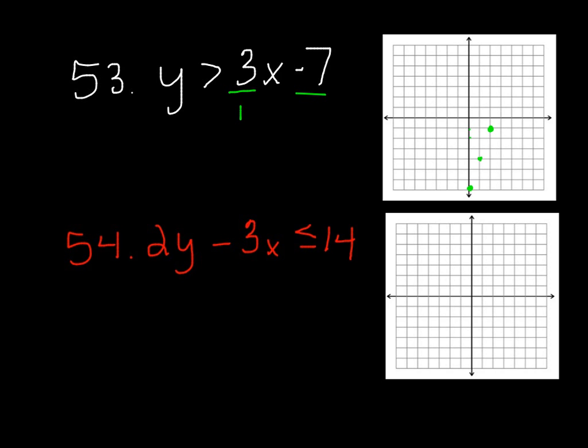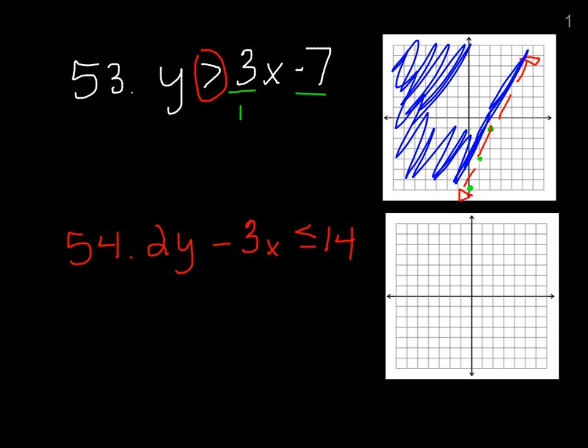And then we're going to draw our line, and we're going to look to see what kind of line to draw. Since it's just greater than, we're going to draw a dashed line through our dots, like that. Yours are going to look nicer. And then we're going to shade, and since it's greater than, that means we're shading above the line, which is on this side. So I would shade right here, and make my graph look really nice. And that is the answer.